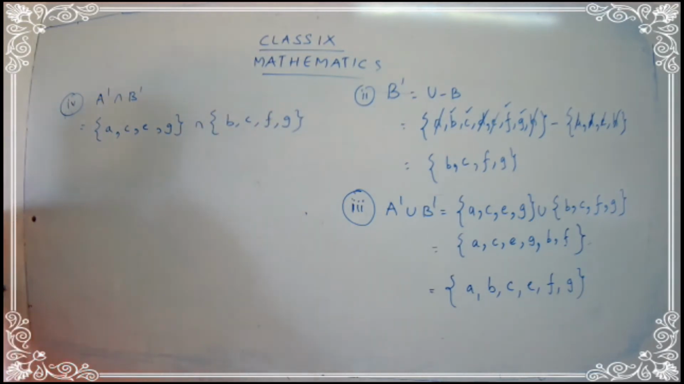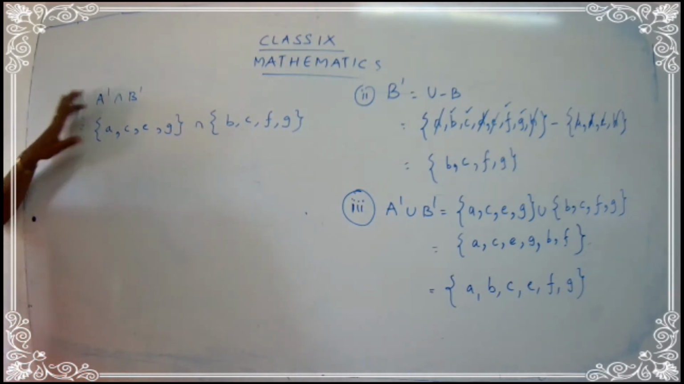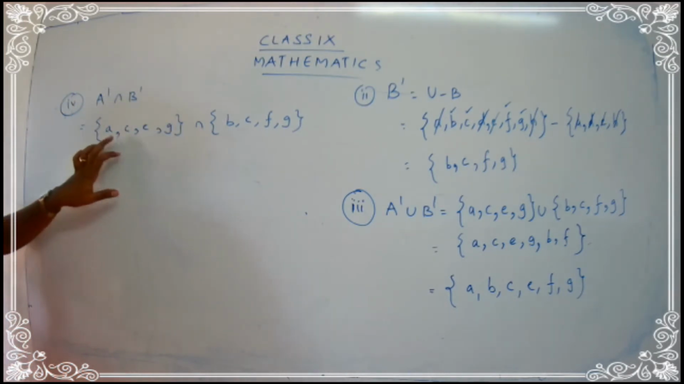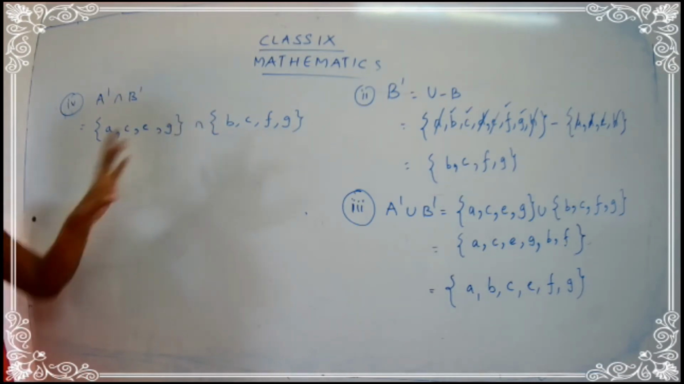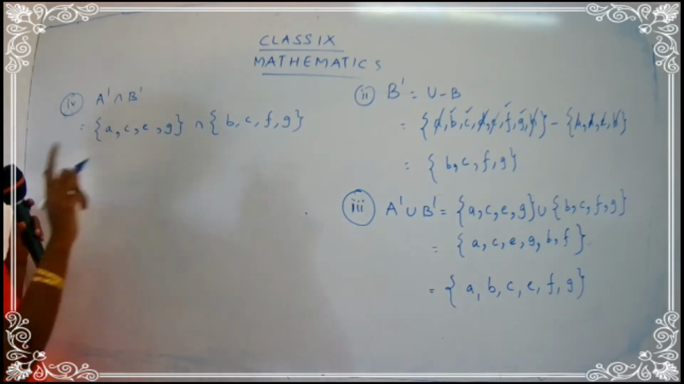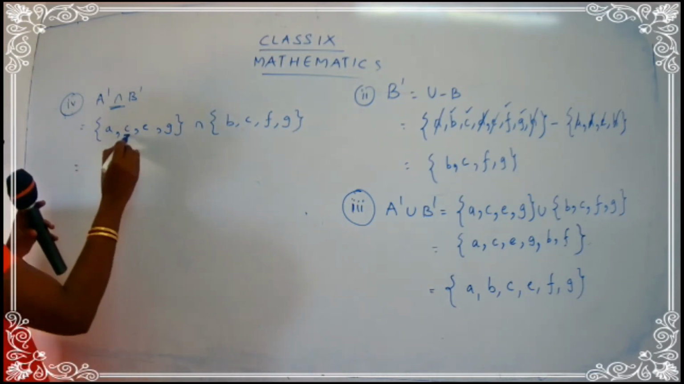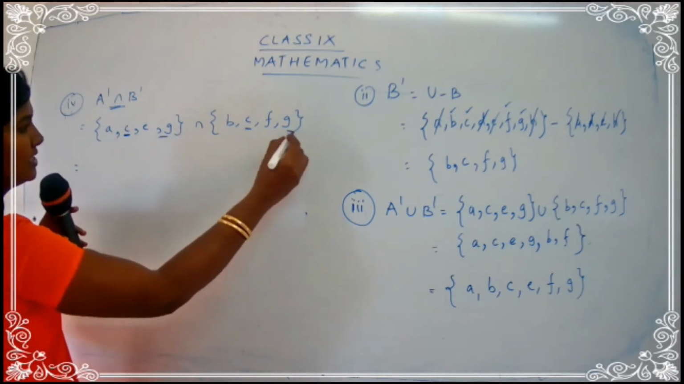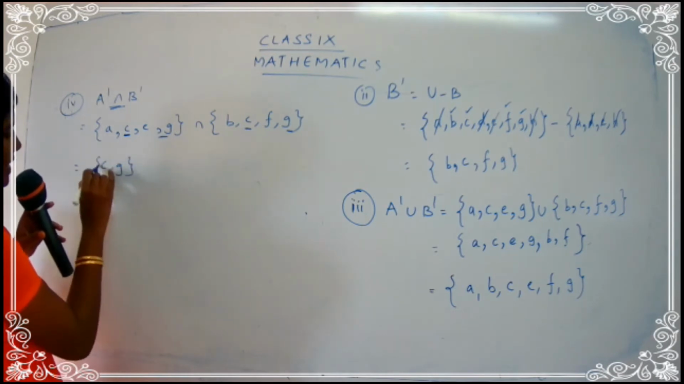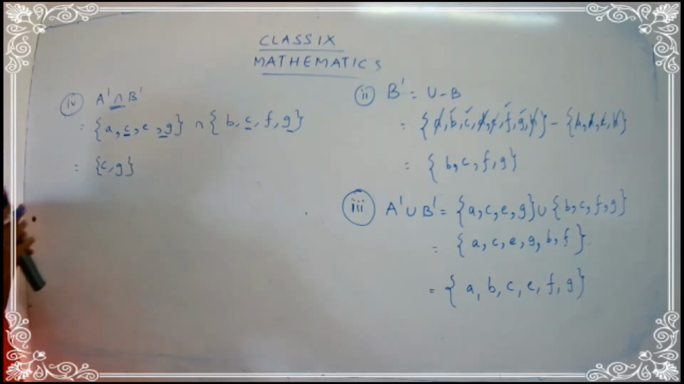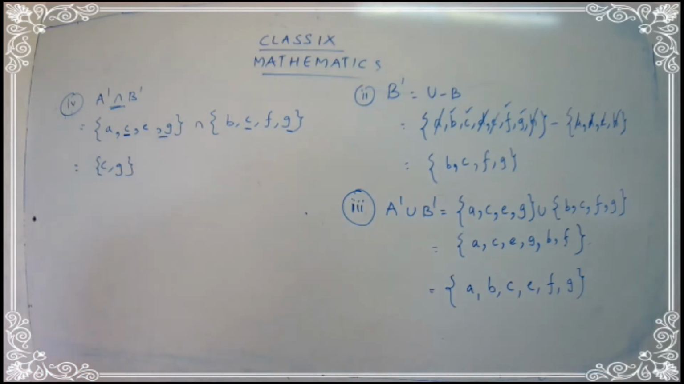So the two sets we have written, A dash, we have written B dash. So A, C, E, G, B, C, F, G. So now you have to take the common. This is intersection. What do you mean by intersection? Intersection means you have to take the common. What is common here, children? C is common, G is common. So C, G is the required answer. So what is the set? C, comma, G. I hope you're clear. Okay, let's proceed for the next one.